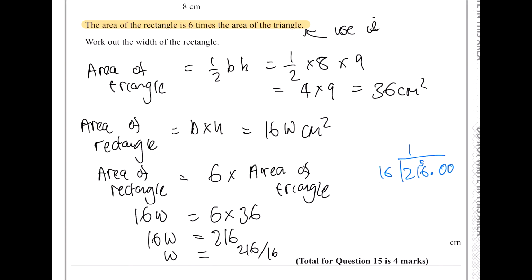And 16 into 56, well, I think it can go 3 times, right? Because 3 times 16 is 48. So it can go 3 times, and we'll carry over the decimal, but the remainder is 8, right? And then 16 into 80, well, that goes 5 times, because 16 times 5 gives us 80. And then, of course, there's nothing left over, so that's our answer. So the width would be 13.5, and then you have to put the units of centimeters.